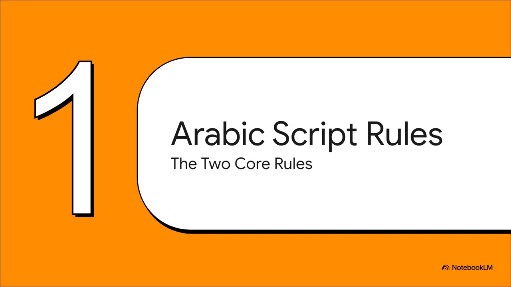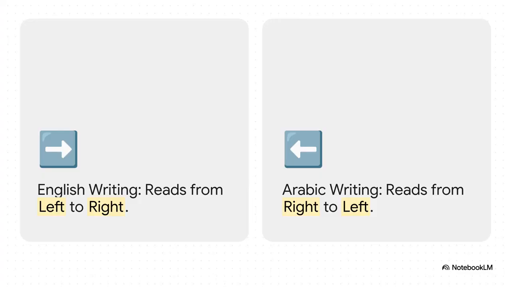Okay, first up, welcome to Arabic script. We've got two core rules to cover. Seriously, get these two things down, and everything else is going to start making so much more sense. All right, rule number one, and this is the big one. Unlike English, which goes left to right, Arabic is written and read from right to left. Yeah, it's a complete flip. It might feel a little weird at first, trust me, but your brain is going to get the hang of it super fast. Just always remember, start on the right.